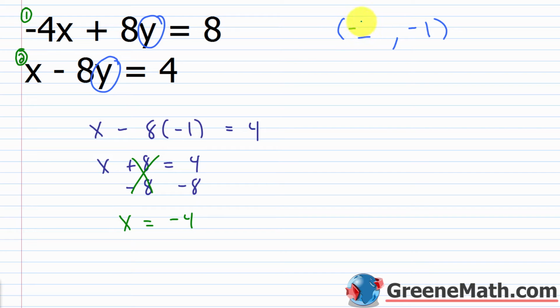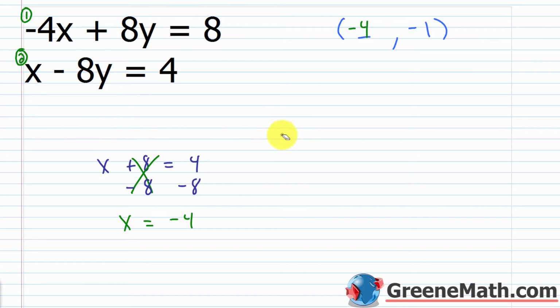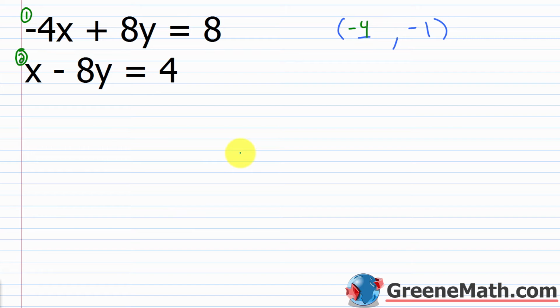So I have an x value of negative 4 and a y value of negative 1, or the ordered pair negative 4 comma negative 1. So let's erase this, and we want to check this now. To check it, we're just going to plug a negative 4 in for each x, a negative 1 in for each y, and see if the left and the right sides are equal. So we'd have negative 4 times x, I've got a negative 4 for x, plus 8 times I've got a negative 1 for y, and this equals 8. So negative 4 times negative 4 is 16, and then 8 times negative 1 is negative 8.